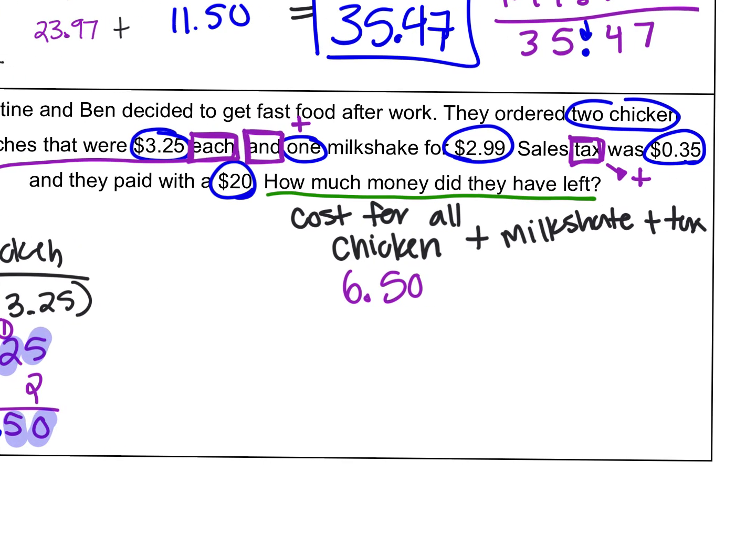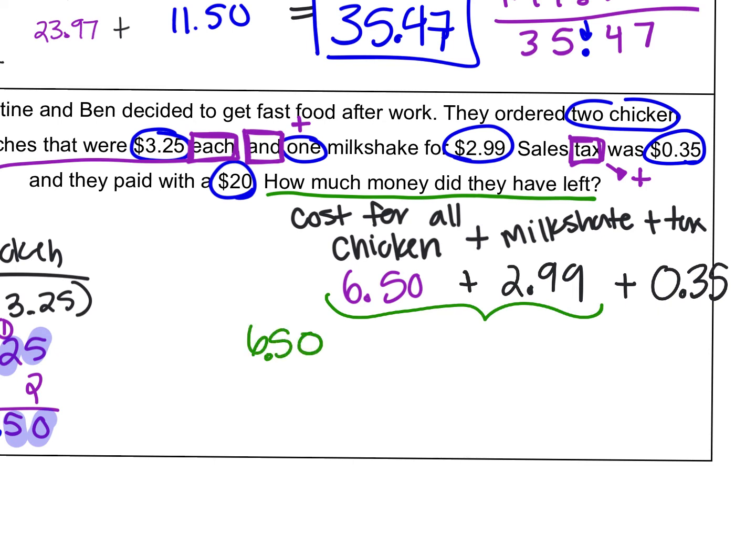Okay. They're just buying the 1 milkshake. So we can just add the $2.99. And the tax is a one-time thing as well, so we can just add that. So if I'm adding multiple things, I'm going to start from left to right. To add decimals, we're going to do 650 plus 299. Line them up at the decimal point. 0 plus 9 is 9. 5 plus 9 is 14. Carry the 1. 6 plus 1 is 7. Plus 2 is 9.